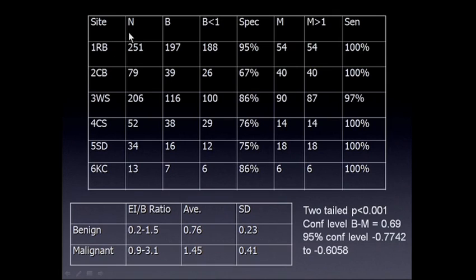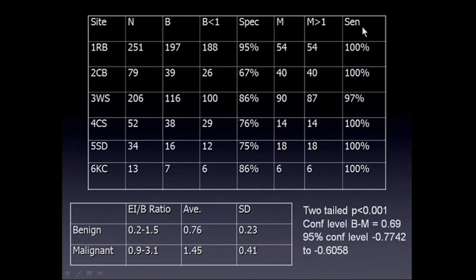Our results are tabulated in this figure. N is the number of patients at that site. B is the number of lesions that were benign on pathology. B less than 1 is the number of these benign lesions that had a strain to B-mode length ratio of less than 1, and that gives us our specificity. M is the number of malignant lesions on pathology, and M greater than 1 is the number of the malignant lesions that had a strain to B-mode ratio equal to or greater than 1.